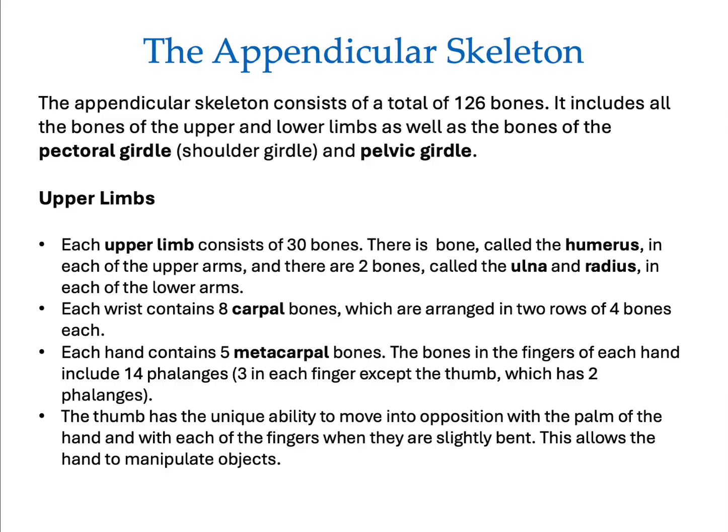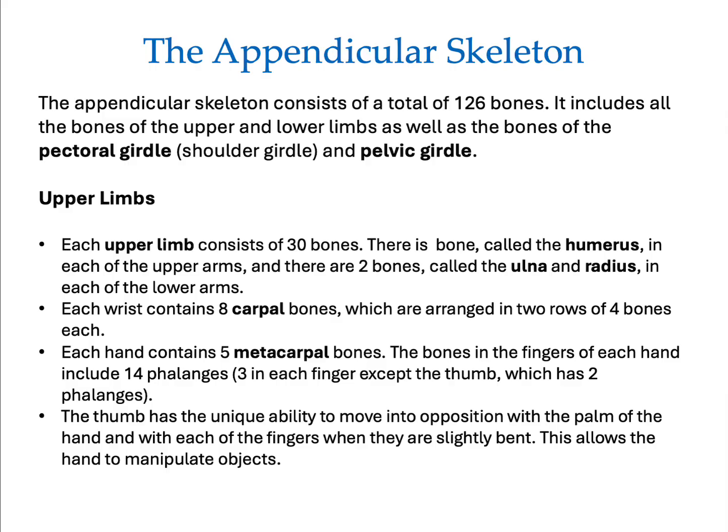Upper limbs. Each upper limb consists of 30 bones. There is a bone called the humerus in each of the upper arms, and there are 2 bones called the ulna and radius in each of the lower arms. Each wrist contains 8 carpal bones, which are arranged in 2 rows of 4 bones each. Each hand contains 5 metacarpal bones.